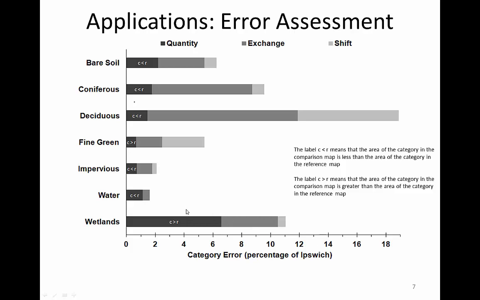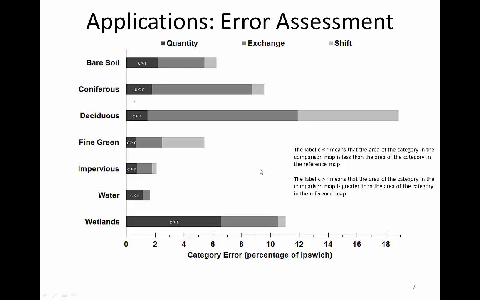Here we can see the 3 components of error for each category in Ipswich. The comparison map shows more fine grain and wetlands than the reference map shows, while the comparison map shows less of all other categories than the reference map shows.